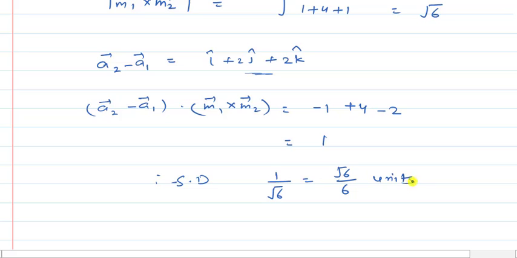So this is how to calculate the shortest distance between two given skew lines.